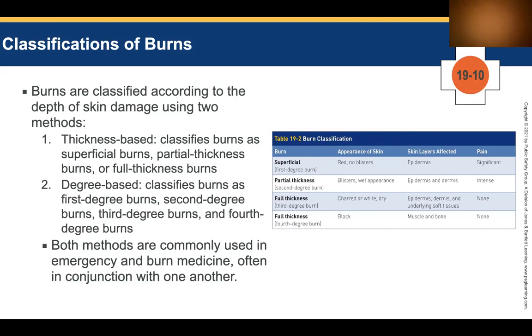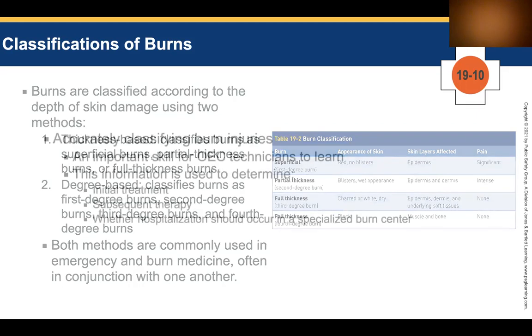They're not going to have full thickness burns across a huge area. Well, they could, but they're also going to have that partial thickness and superficial on the outer edges that weren't as close to the source. Does that make sense? All right.